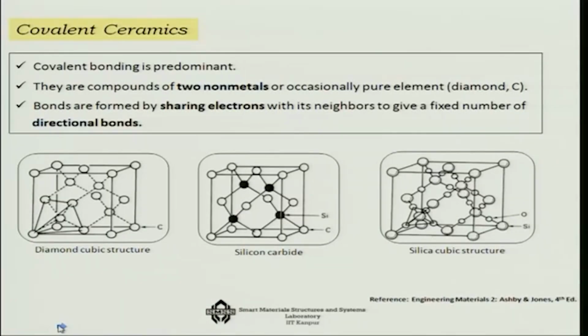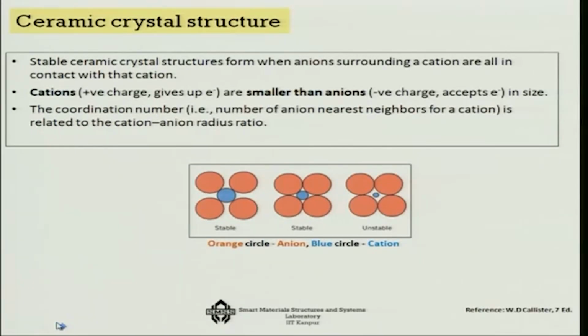Now, if it is two non-metals, for example carbon and silicon, then it may create covalent ceramics. Here the bonds are formed by sharing electrons with its neighbors to give a fixed number of directional bonds, because covalent bonds are directional in nature. For example, diamond, silicon carbide, or silica cubic structure. Because the bonds are directional, these materials, even though they are strong, will be anisotropic, because along the direction of the bond you expect more stiffness than across the bonds.